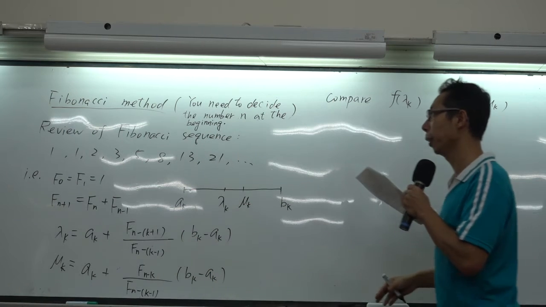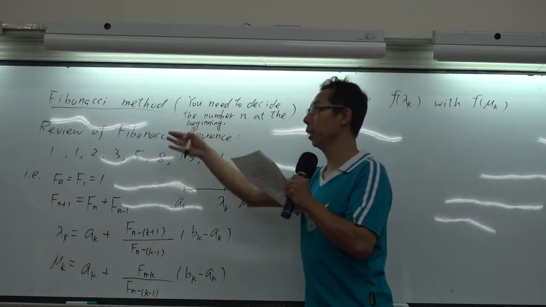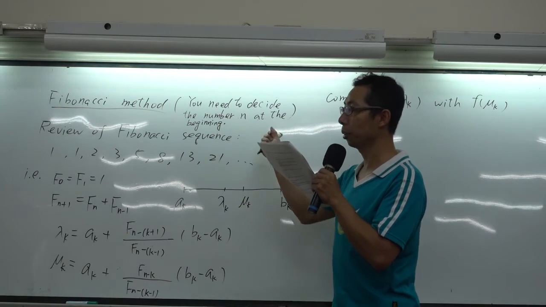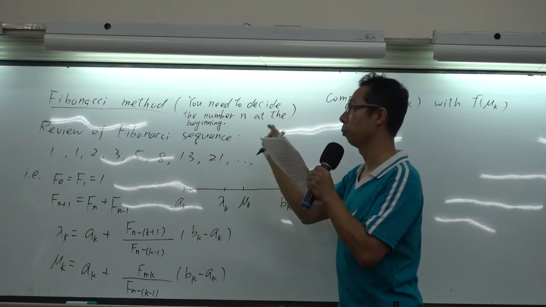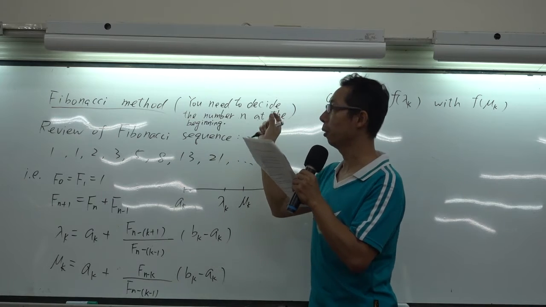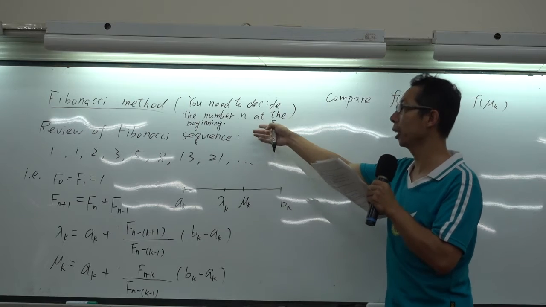Okay, so when using this method, it's not like the golden section method or the dichotomous method. Previously, you can just start. Of course, you still need to decide L, but you don't need to decide the number of iterations first. But for the Fibonacci method, you also need to decide the final length of the bracket, and also use that final length to decide the number n before you can use this method.